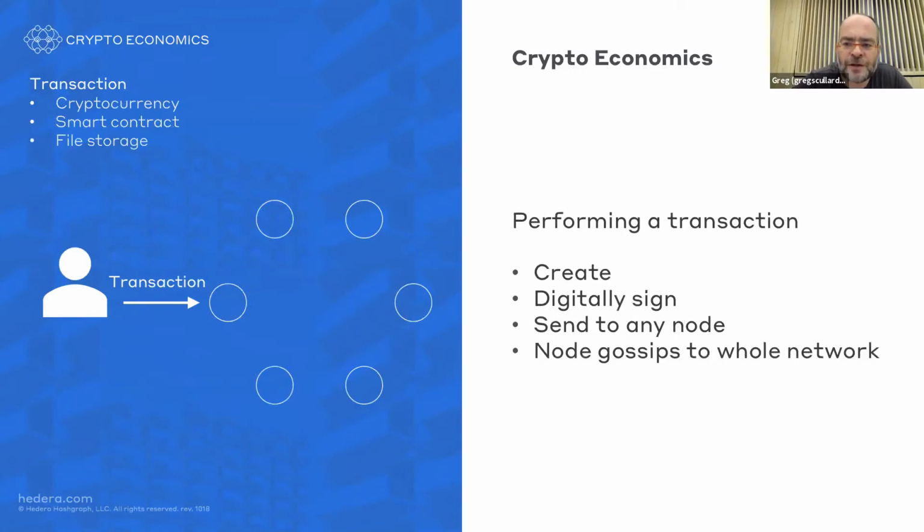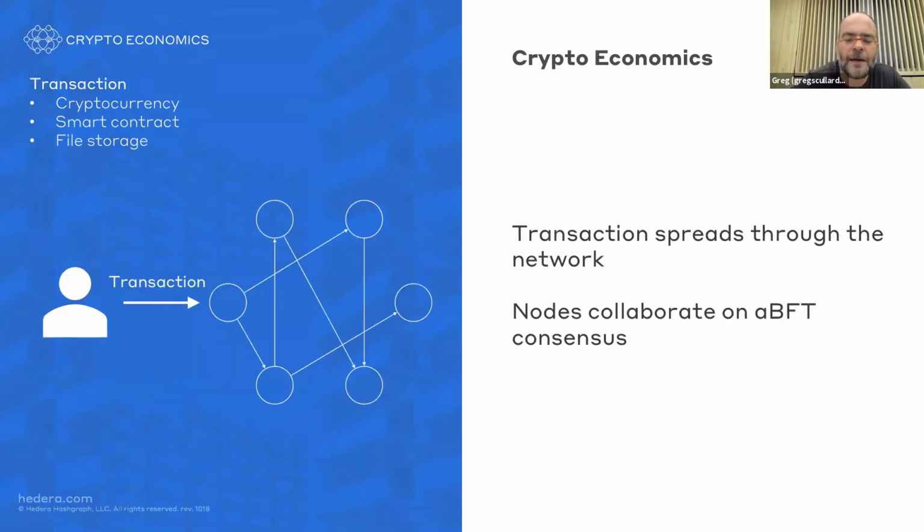So when you want to do a transaction, to move some HBAR, for example, from one account to another, or run a smart contract or a file, you create a transaction as a client, you sign it, and you send it to a node. Any of the nodes on the network, it doesn't matter. And the nodes will then gossip to the whole network. We've seen this earlier. So this transaction spreads out, the whole network sees the transaction, and all the nodes can collaborate to come to consensus in an ABFT way. So that's what happens with a transaction that goes to the network.